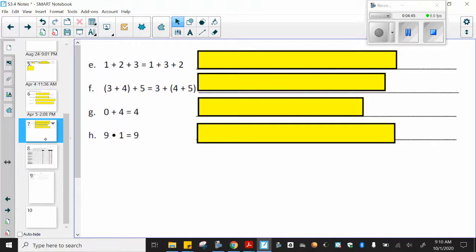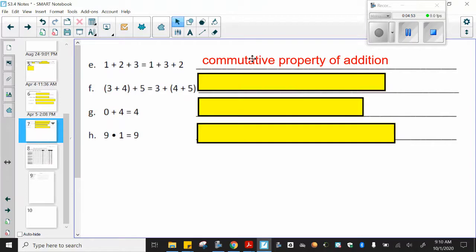1 plus 2 plus 3 is the same thing as 1 plus 3 plus 2. That is commutative. That's right. That one's a little trickier because there's one extra one, but it's showing a change in order. Question F, the quantity 3 plus 4 plus 5 is the same as 3 plus the quantity 4 plus 5.